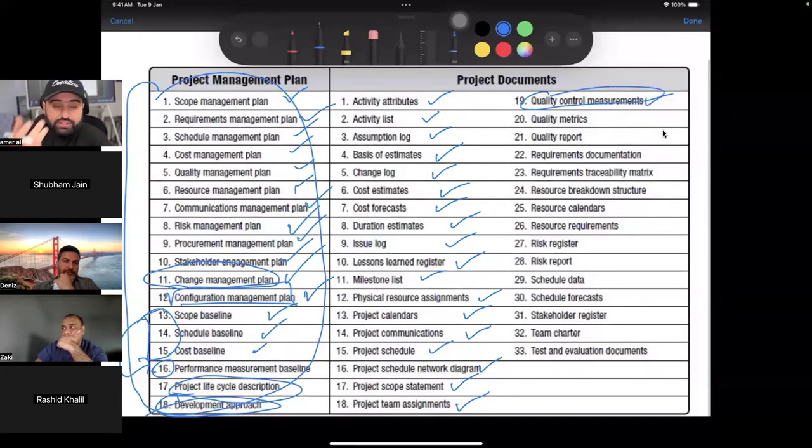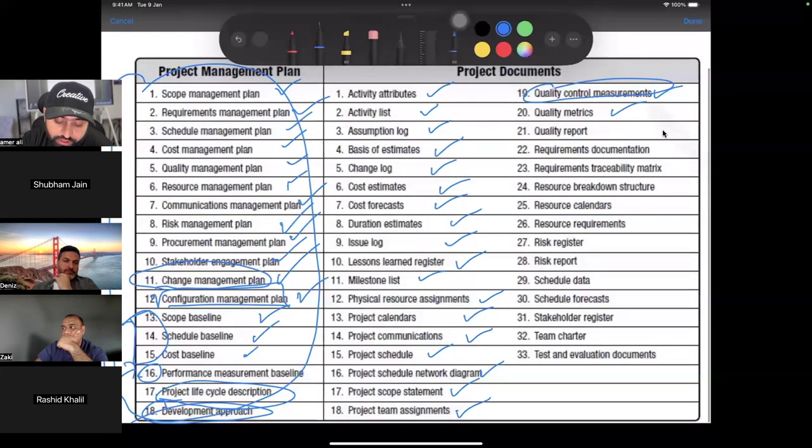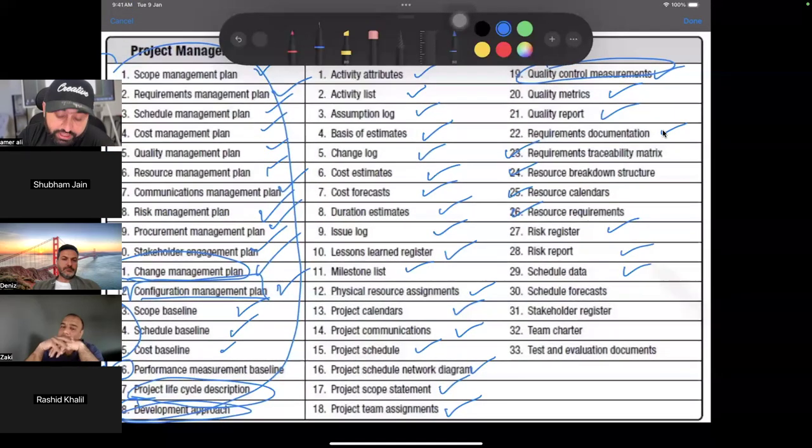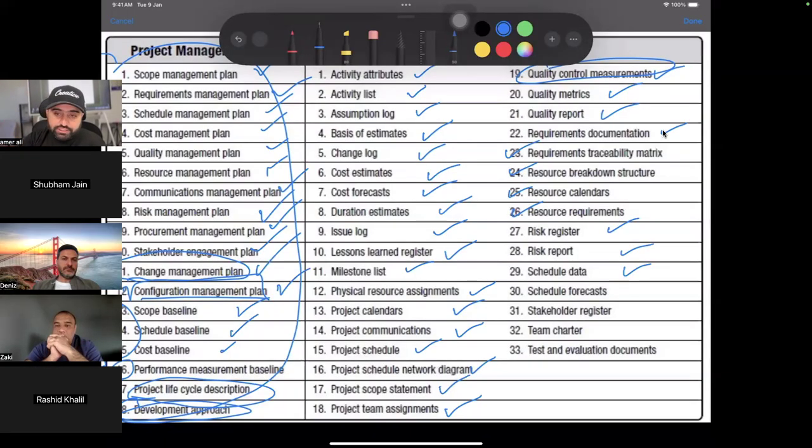When you get quality results, you get documents like quality control measurements, quality metrics, quality reports, requirement documentation, requirement traceability matrix, resource breakdown structure, resource calendar, resource requirements, risk register, risk report, and schedule data. Like when you make a schedule, you get data. The work performance data in terms of schedule is called schedule data. Then the forecast, stakeholder register, team charter.